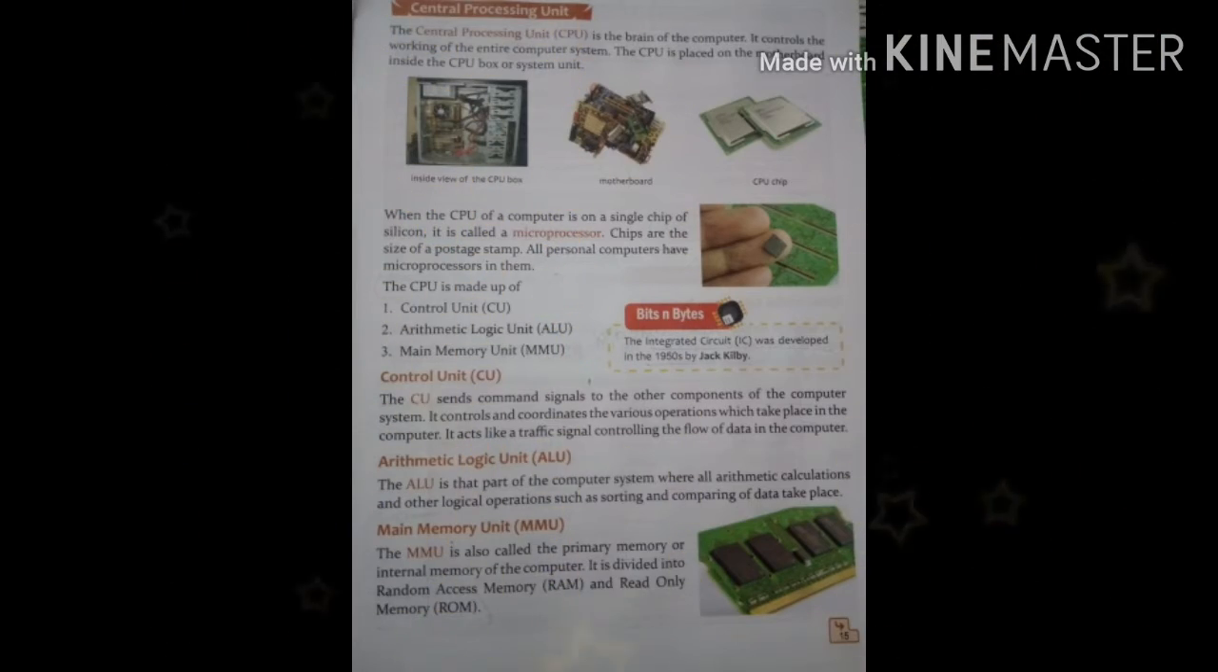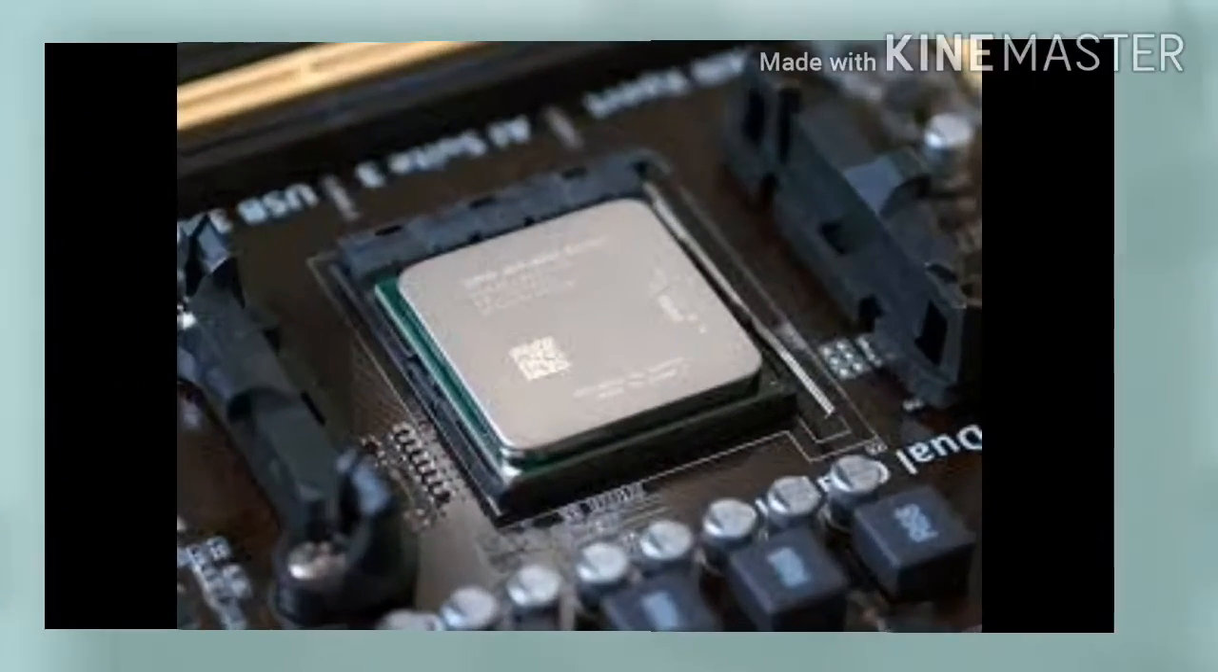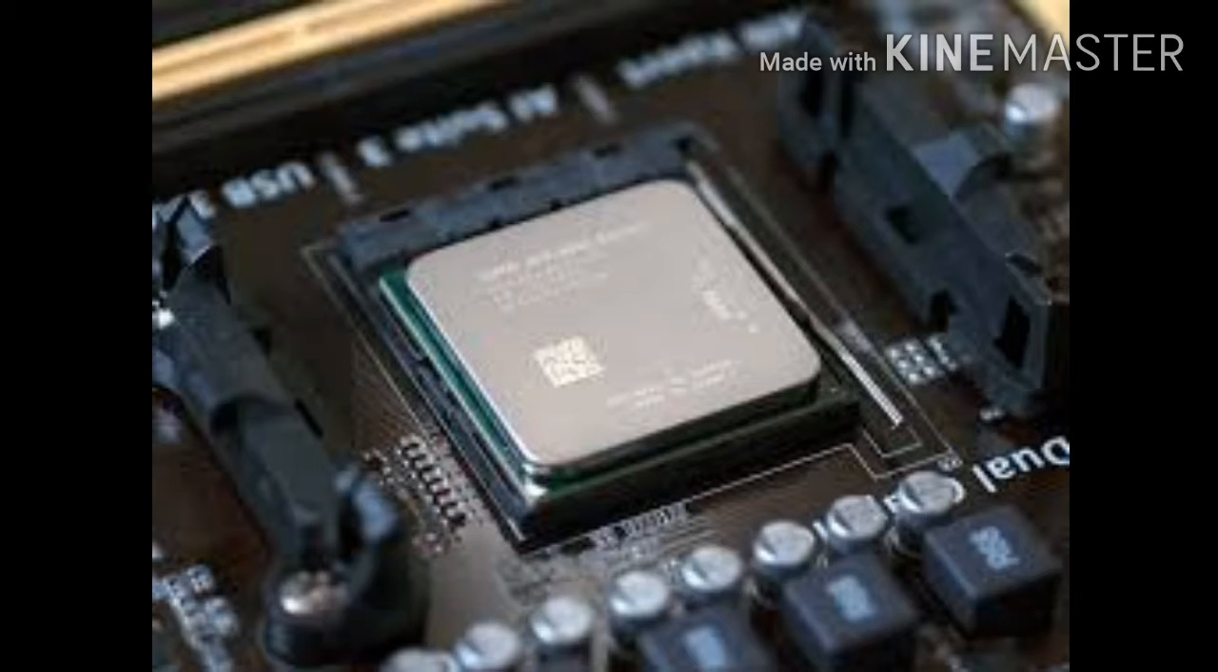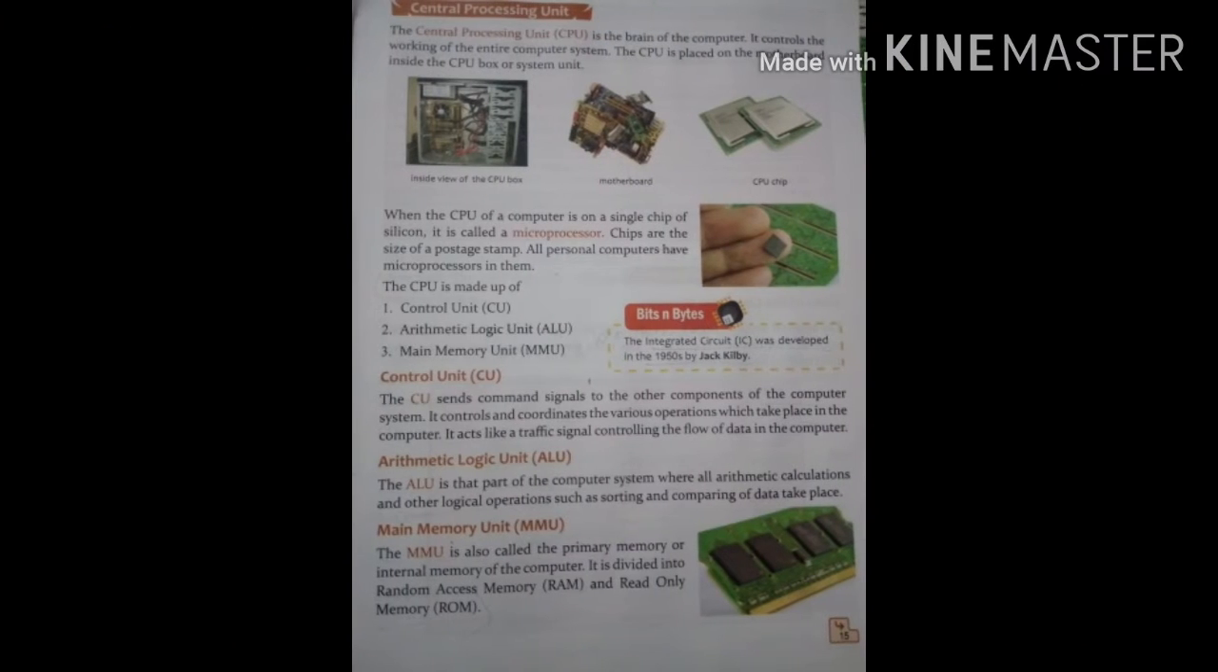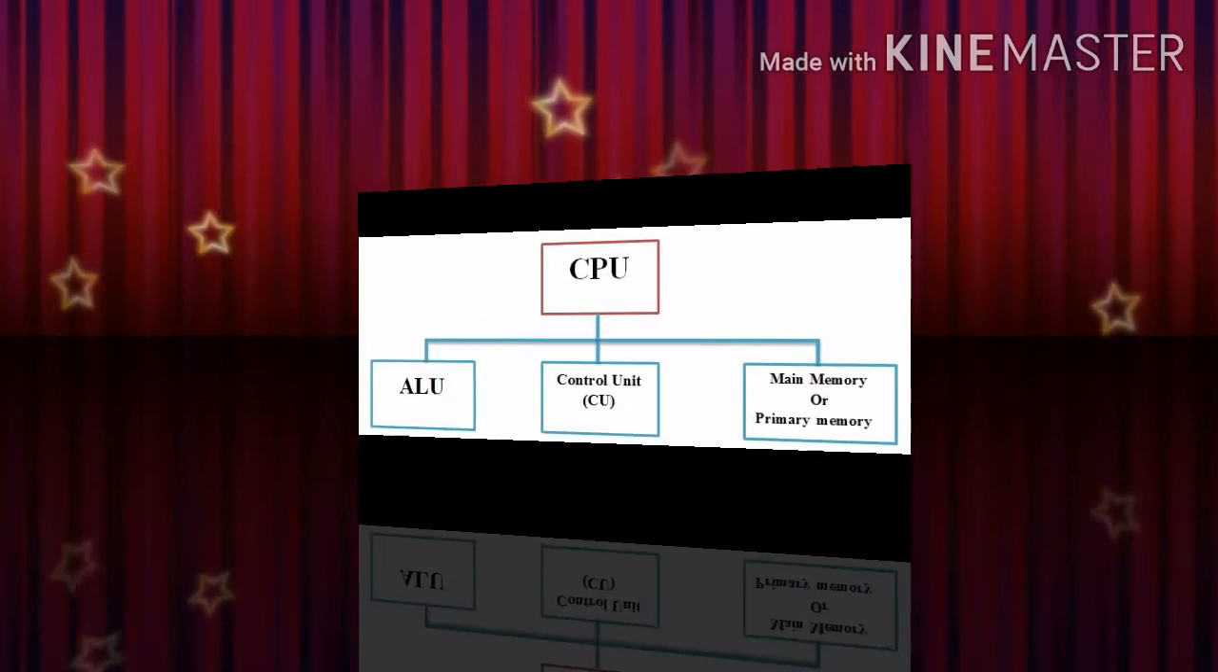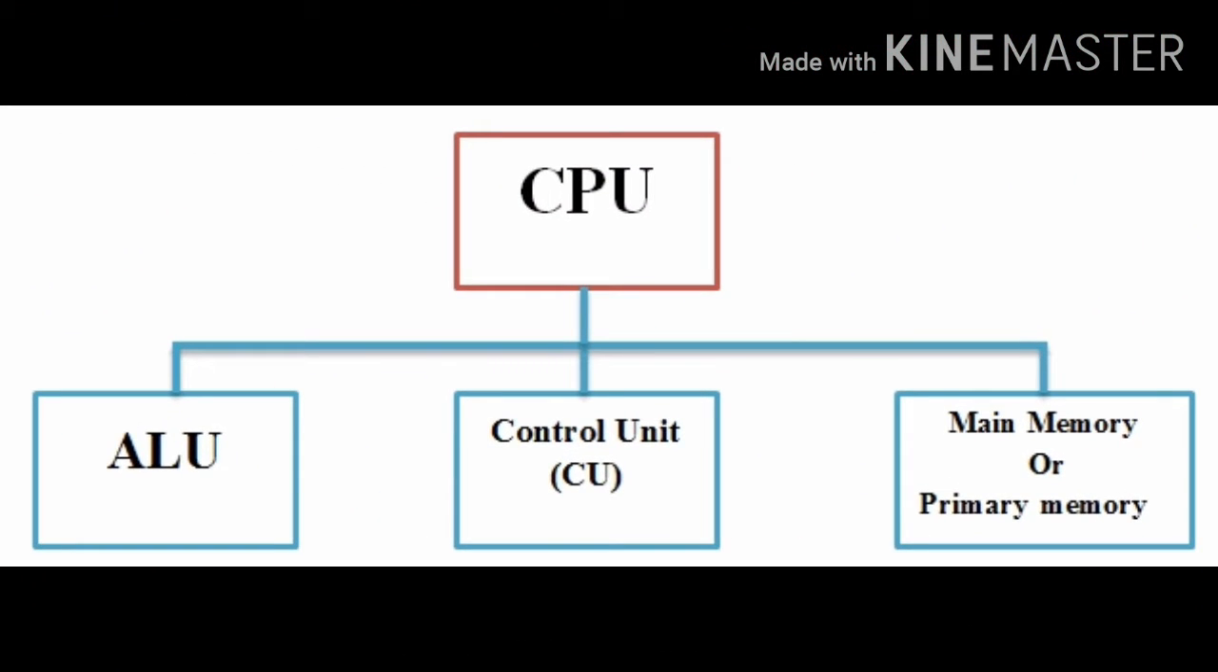When the CPU of a computer is on a single chip of silicon, it is called a microprocessor. The main parts of the CPU are the control unit, the arithmetic logic unit, and the main memory unit.